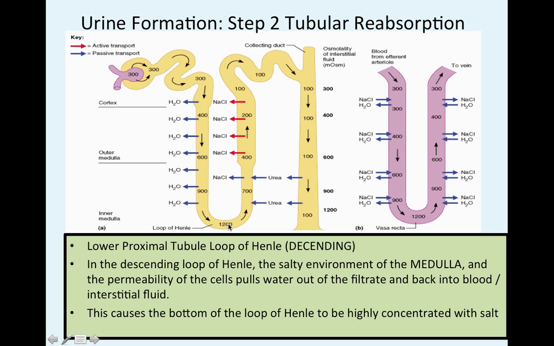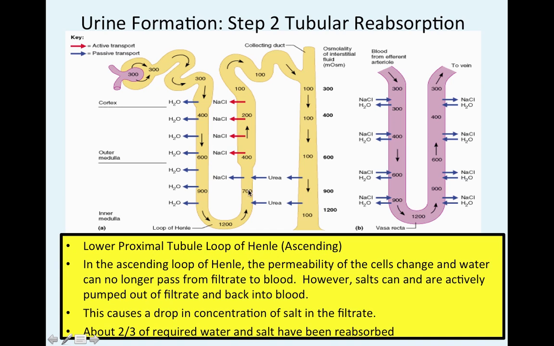This really, really salty filtrate is now going to go up the ascending loop of Henle. So now we're going to go up. Now the key with the ascending loop of Henle is we're going to stop water permeability right here. Okay? Water can almost transfer through this entire thing with the exception of this area right here, the ascending loop. Water can go back and forth to here, the descending, through here, and through here. But on this ascending loop of Henle, it's almost impermeable to water. Okay? So water can't pass from the filtrate to the blood. However, salt can, and is actively pumped out of the filtrate.